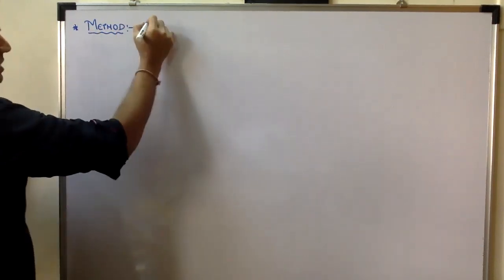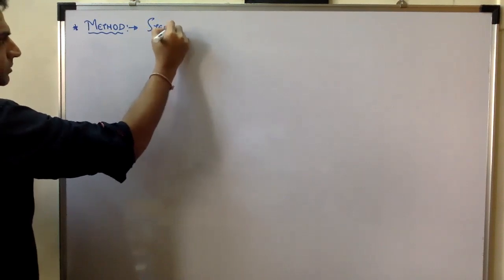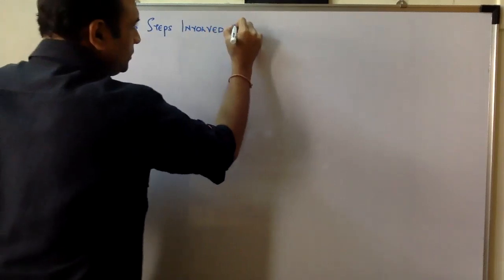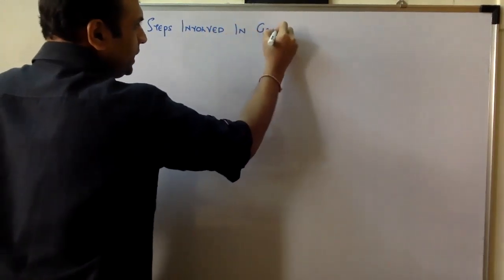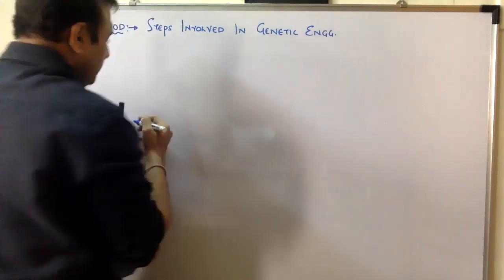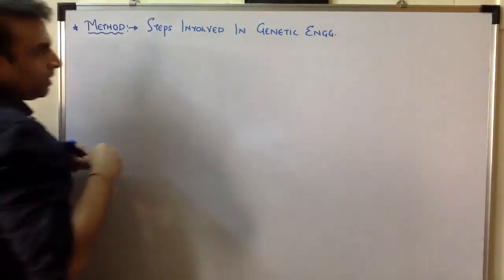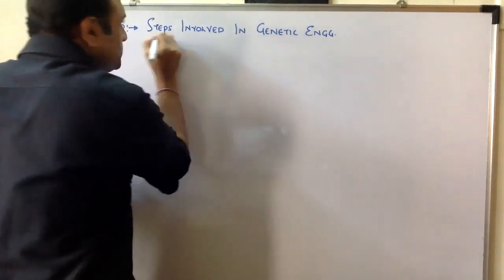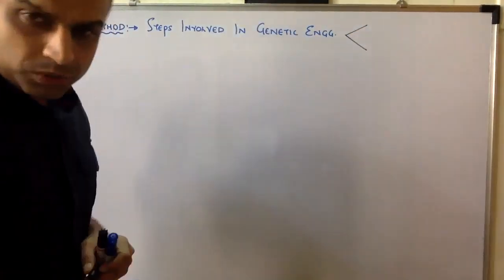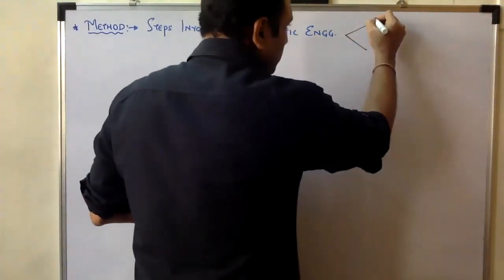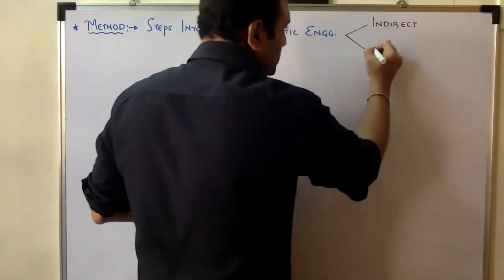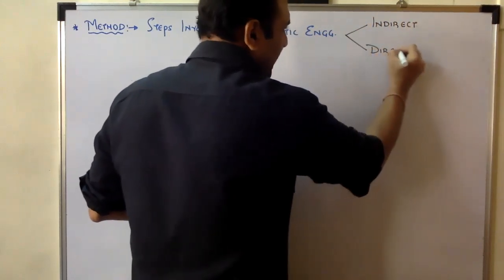Or I can also say the steps involved in genetic engineering. Now kids, listen. When I say steps involved in genetic engineering, there are two methods which we basically use. The first method is called the indirect method, and the second one is called, of course, the direct method.